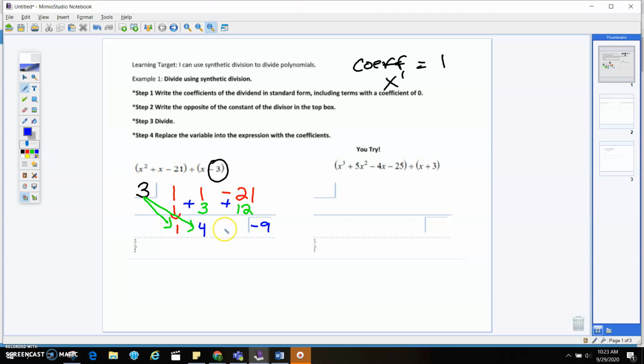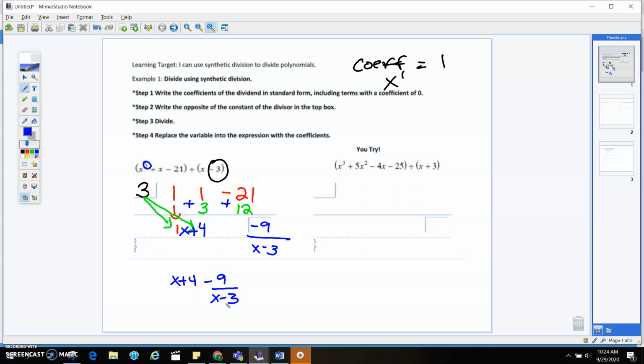Now we're going to look back at our exponent. Our exponent is 2, so we take 1 less than 2, which is 1, and put an x behind it. Then we put nothing behind this one. But then we've got this remainder just chilling out here. We're going to put this remainder over x minus 3. So our final answer is written as x plus 4 minus 9 over x minus 3.